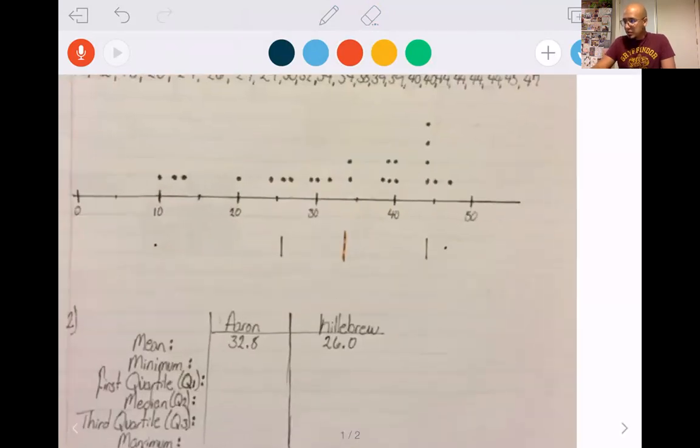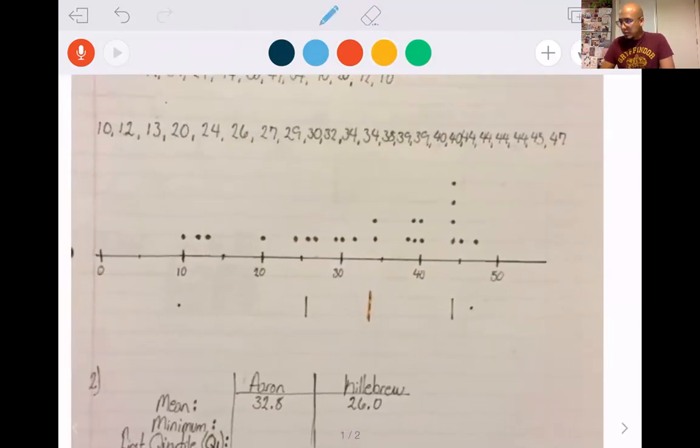So we're gonna use this dot plot, okay? Now remember, this is our Q2, right at 34. I can label that Q2. Our Q1, we said, was 26, I believe. Yep. And our Q3 was 44, 1, 2, 3. It's this one. Yes, so that 44 right there.